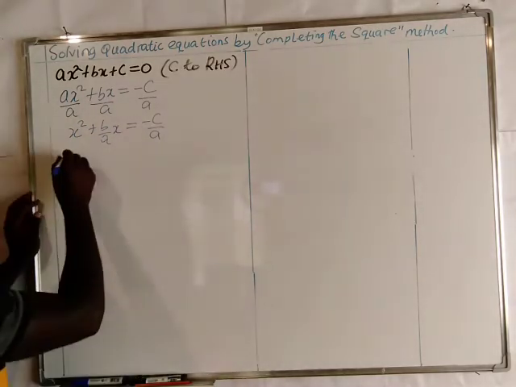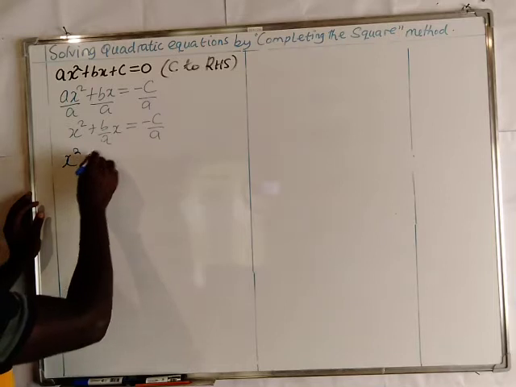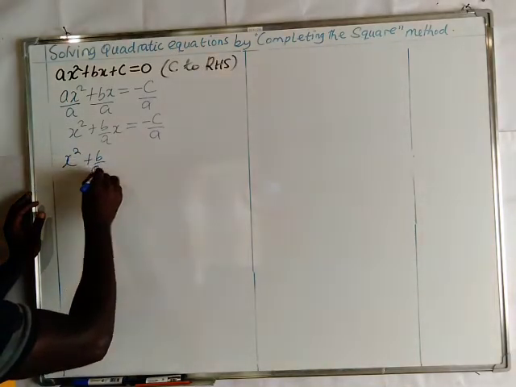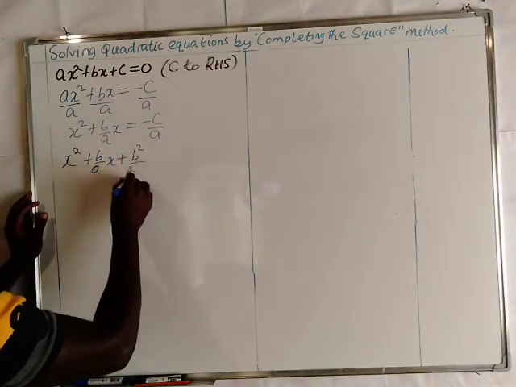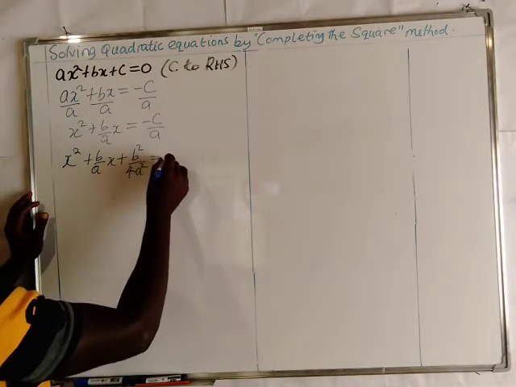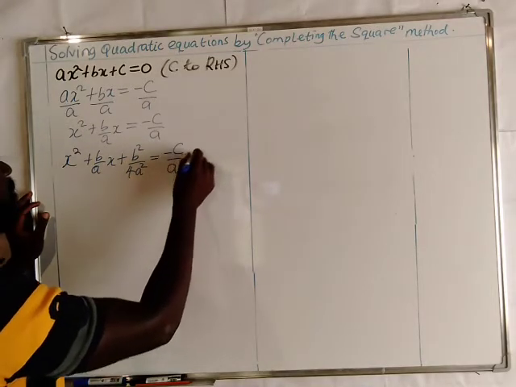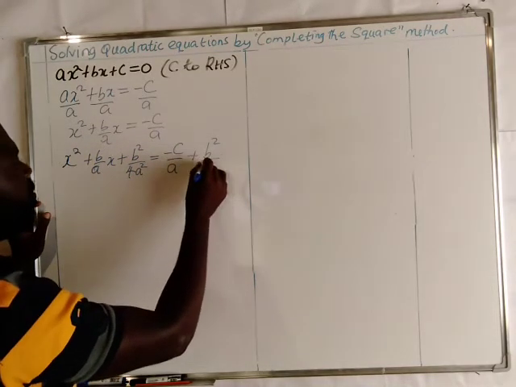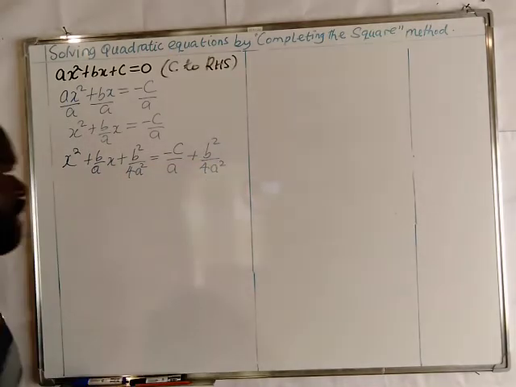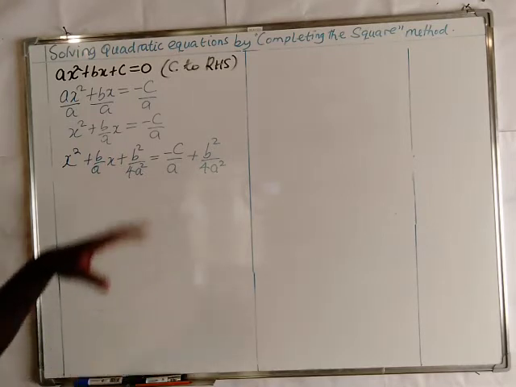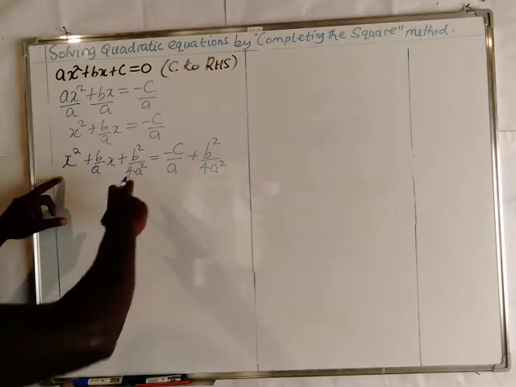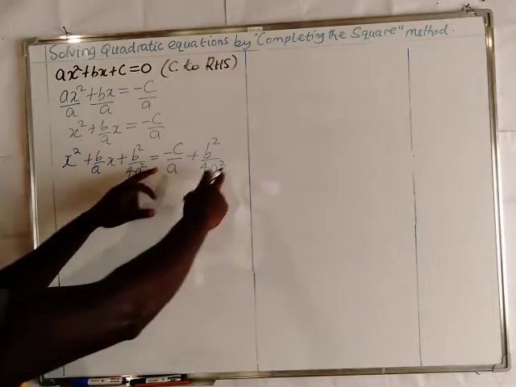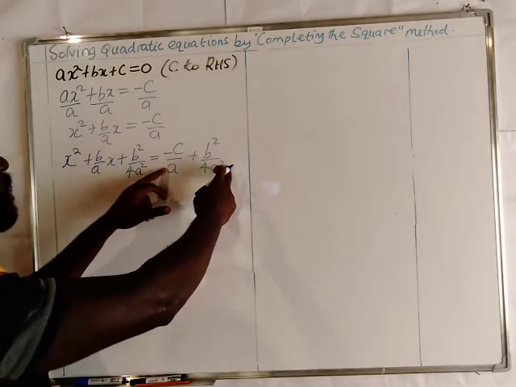So we do that. We have x squared plus b over a x plus b squared over 4a squared, and minus c over a plus b squared over 4a squared. Yes. So we have completed the square. So when we complete the square, we need to factorize the left hand side and also express the right hand side as a single fraction.